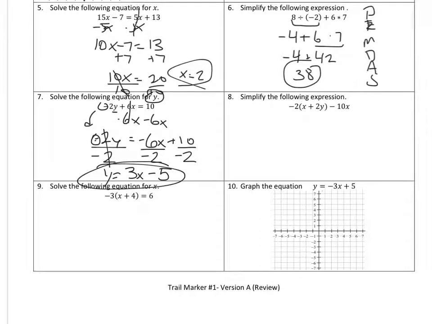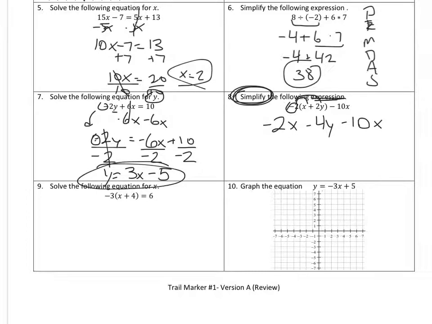Simplify the following expression. Well, there's no equal sign, so I have to keep it without an equal sign. This is an expression, so I'm going to distribute the negative 2. Negative 2 times x is negative 2x. And negative 2 times a positive 2y gives me a negative 4y. You have to distribute the negative.